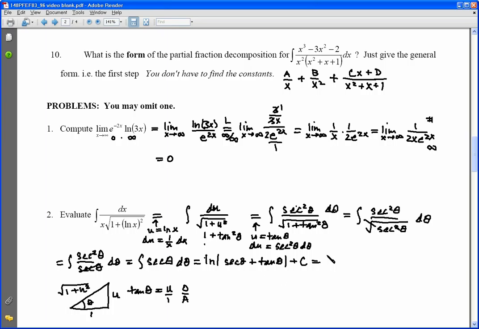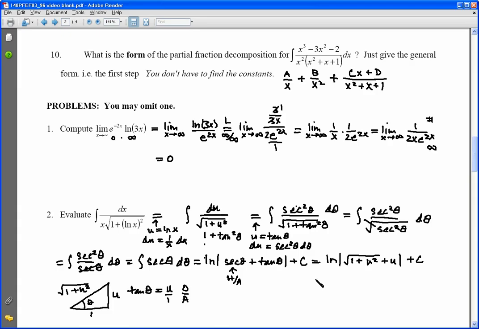And so now we need natural log, absolute value, and secant theta. Secant is 1 over cosine. Cosine is adjacent over hypotenuse. So here we want hypotenuse over adjacent. So root 1 plus u squared over 1. So this is just root 1 plus u squared. And then tan theta is u. So plus u. And then close the absolute value, plus c.